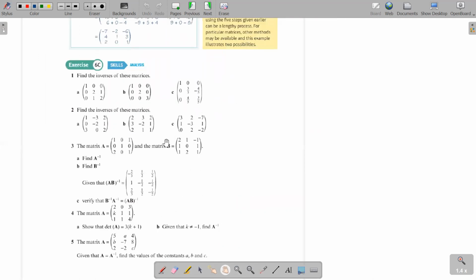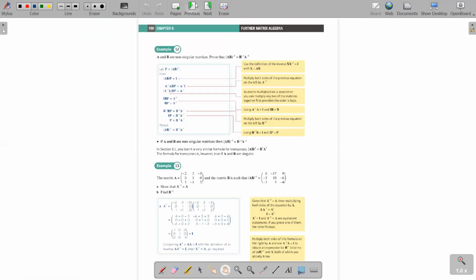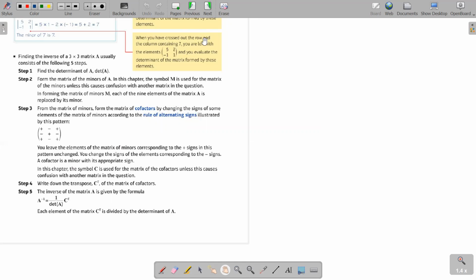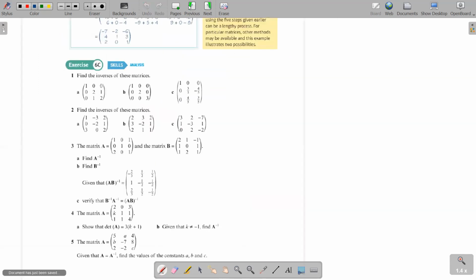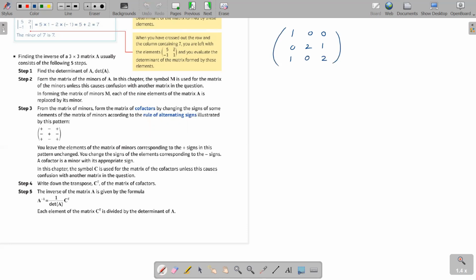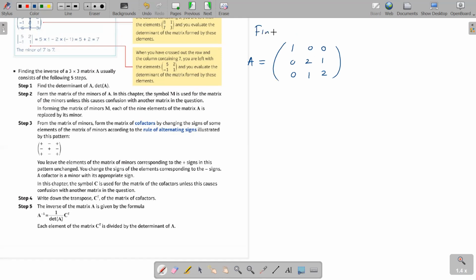The first one is 1 0 0, 0 2 1, 1 0 2. Can you all please verify whether this is the question? 0, 1, 2. Okay, let's say this is our matrix A. What's our task? Find A inverse. Okay, what's step 1?